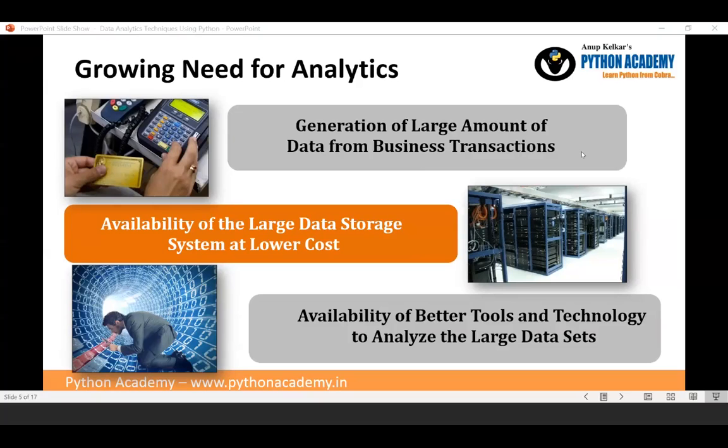While doing that, the second thing which makes it popular is large data storage available at lower cost. That is important. Even if I am generating a lot of data, but to store that, if I have to pay a lot of money, I will not store that. I will discard it.